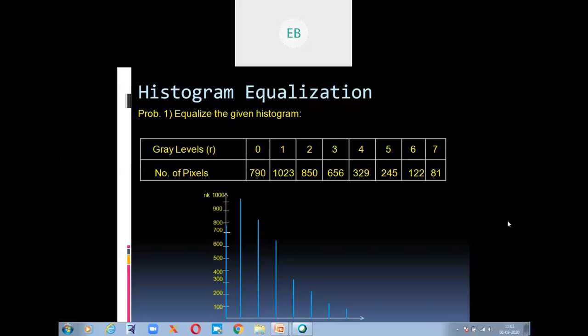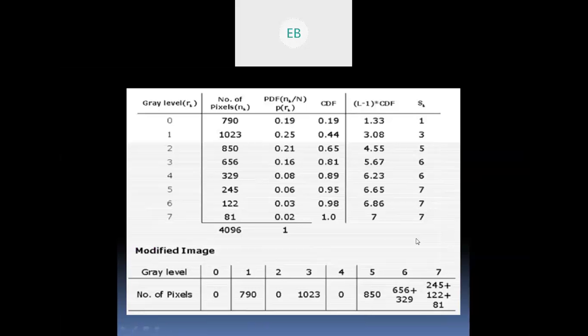Okay. So this sum is regarding gray levels, and the total number of pixels is already given here. What we have to do is transform this. This is the original image. We have to get a modified image from this. This is almost a high contrast image, but we have to get an equalized image from this. So this is the solution for this.